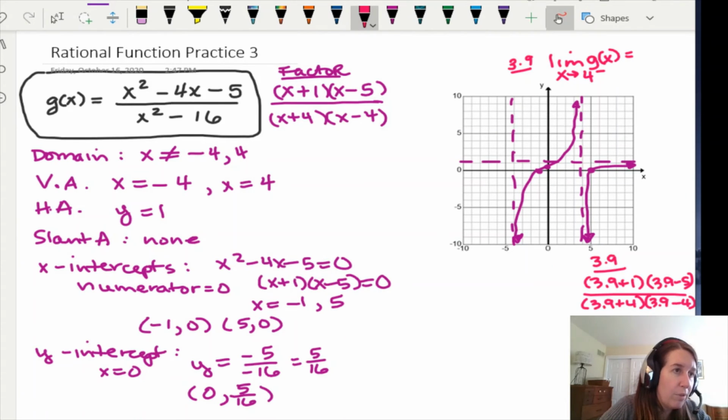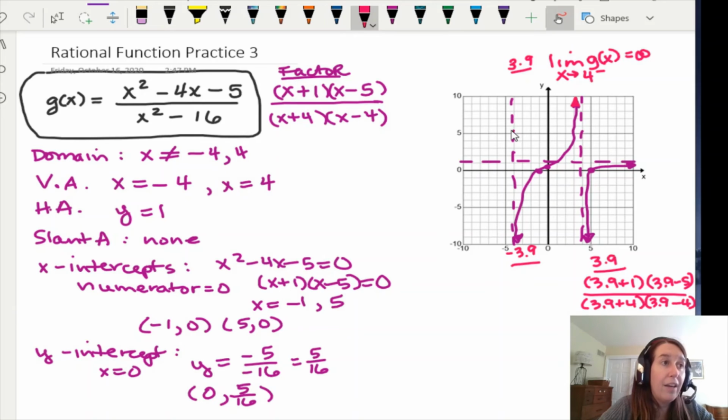So this first number would be positive, and then 3.9 minus 5 would be negative, and on the bottom 3.9 plus 4 would be positive, and 3.9 minus 4 would be negative. So a negative divided by a negative is equal to a positive. That tells us that this limit is going towards positive infinity, and that's why it's going up right here. Then we could do the same thing over here, but think about what number we would plug in. I would plug in negative 3.9 because I would want it to be slightly to the right of negative 4, so slightly larger than negative 4.